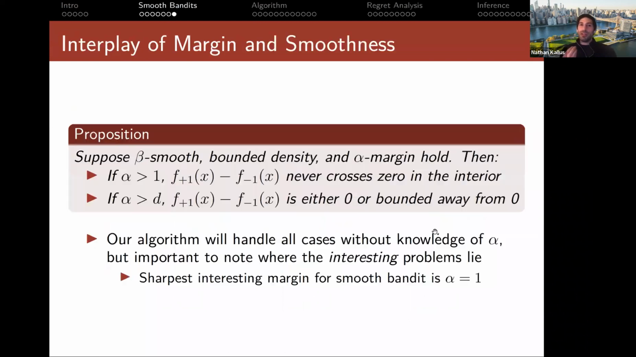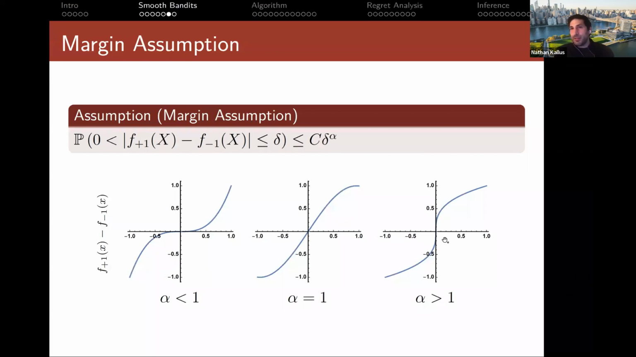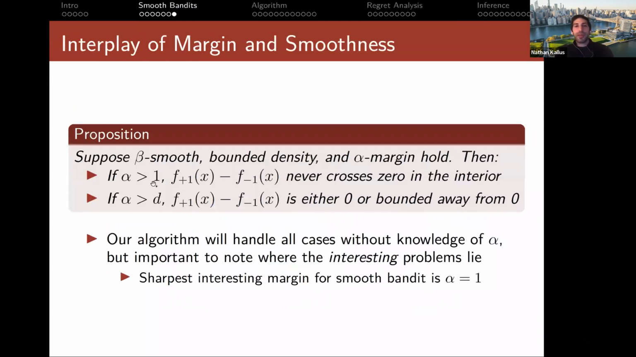So indeed, there is some sort of interplay between the margin assumption and the smoothness assumption. In fact, we can show that if we assume the beta smoothness, the bounded density, and the alpha margin, then if alpha is bigger than 1, this function can never cross 0 in the interior of the support. Because if it crosses 0, this situation happens, and then it's not smooth, but we assume it's smooth. In particular, if the margin is very, very sharp, bigger than d, then this function is not even allowed to get close to 0.